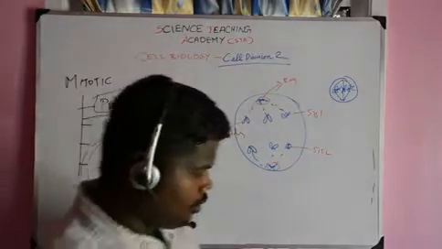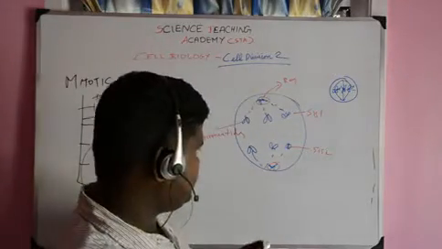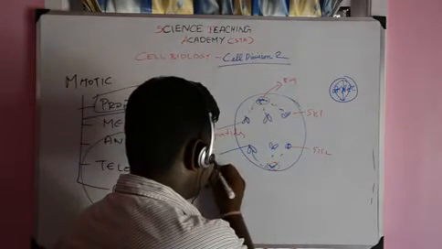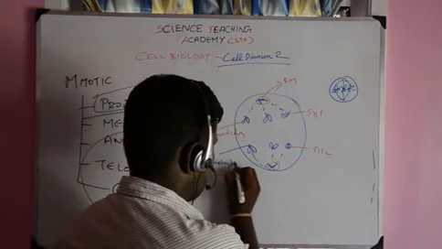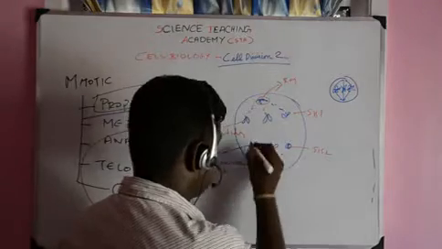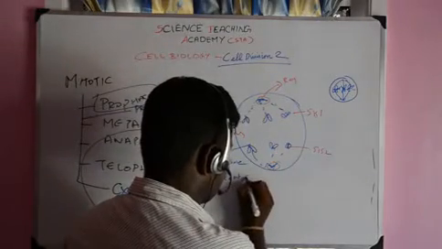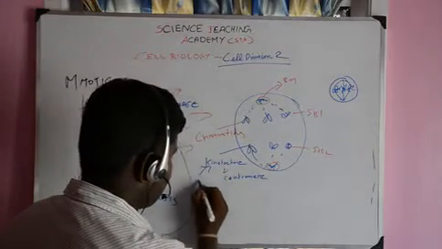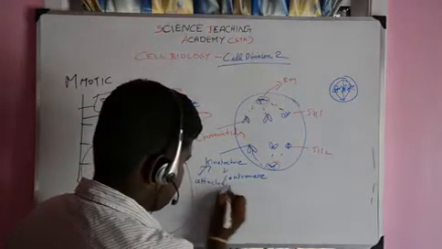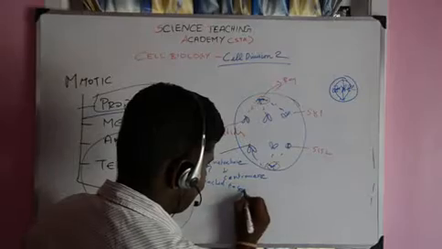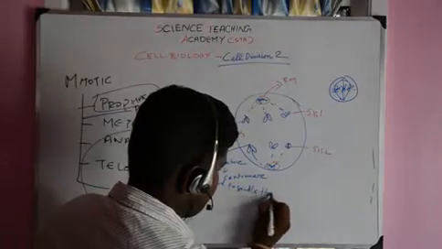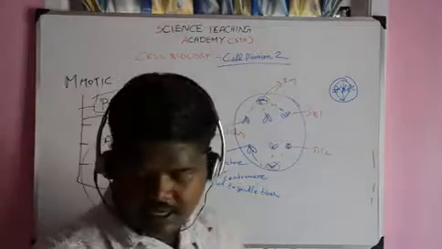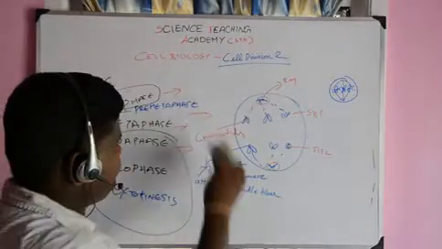And one more protein I want to mention here. These spindle fibers are attached to a protein called kinetochore, which is attached to the centromere and to the spindle fiber. Okay, this is what I want to discuss in the anaphase stage. Next I will go to telophase.